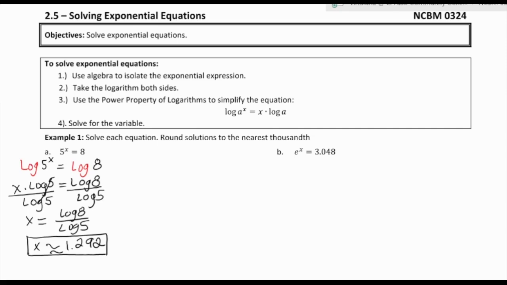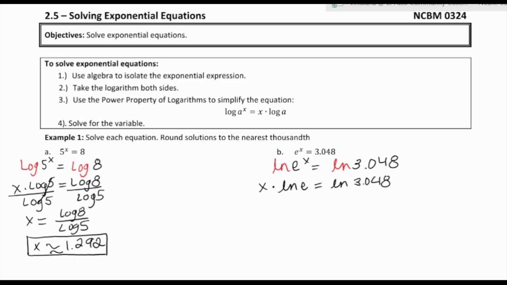The base of this exponential expression is a natural base. The logarithm with the natural base is called the natural logarithm with notation ln of x. So over here, instead of taking the log, we're going to take ln, which is a natural logarithm. So it's going to look like ln of e to the x equals ln of 3.048. We apply the power property, so x times ln of e equals the ln of 3.048.